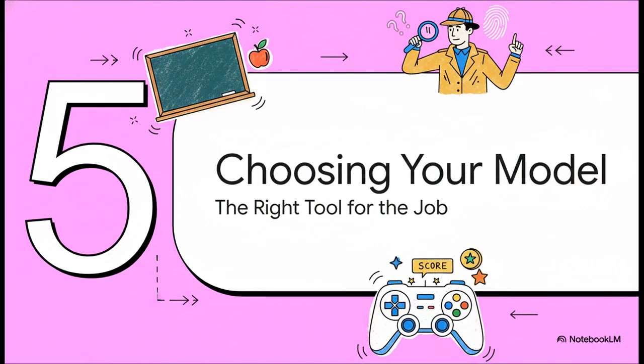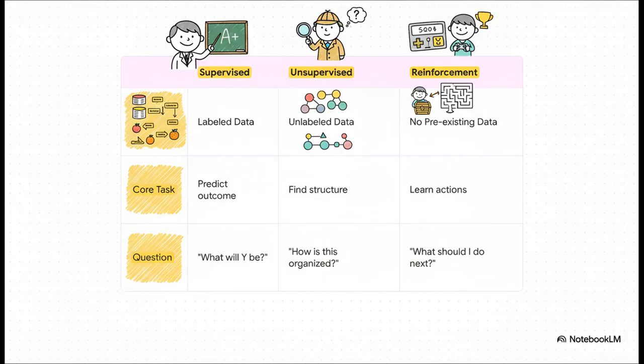Now for the million-dollar question. With these very different ways of learning, how do you actually figure out which one is the right tool for your specific job? Think of this slide as your ultimate cheat sheet. It's actually pretty simple. If you have data that's already labeled and you want to predict a specific outcome, you need supervised learning. If you have a ton of unlabeled data and you just want to find out what's hiding in there, you go with unsupervised.